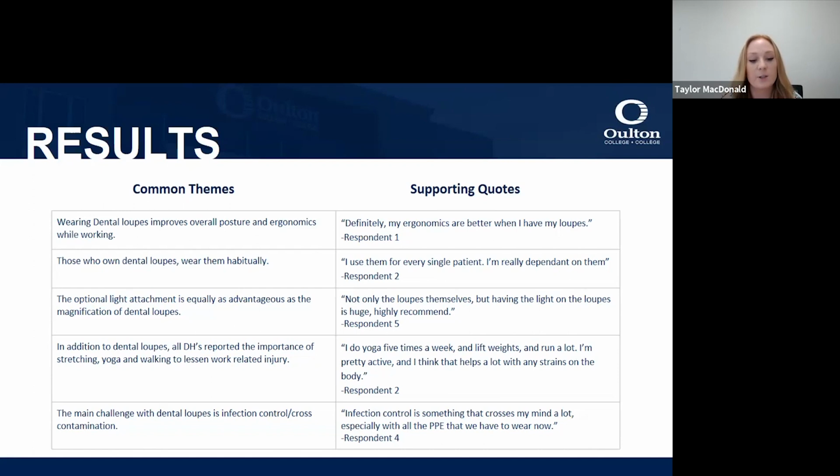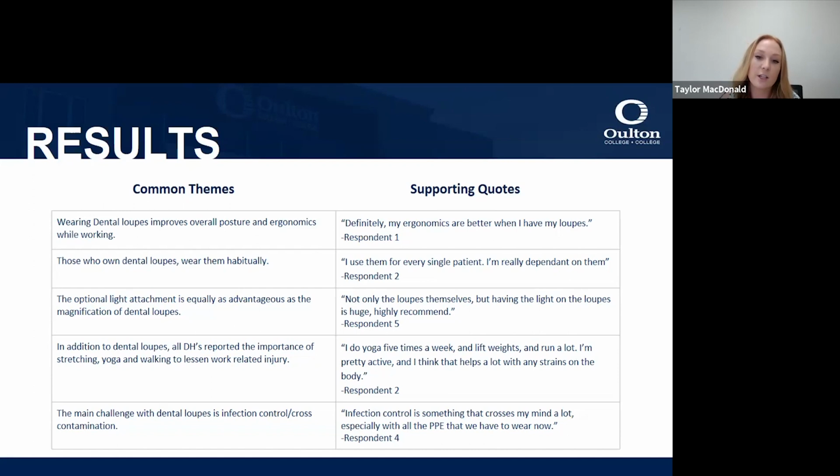The optional light attachment is equally advantageous as the magnification. To quote respondent 5, not only the loops themselves, but having the light on the loops is huge. Highly recommend. Taking care of your body outside of work is very important to help lessen work-related injury.